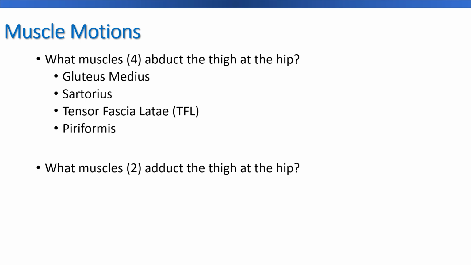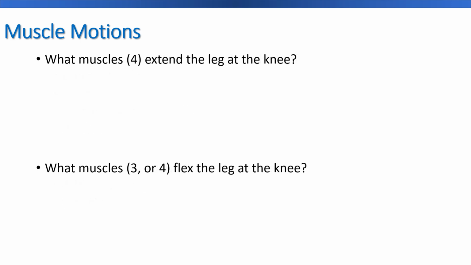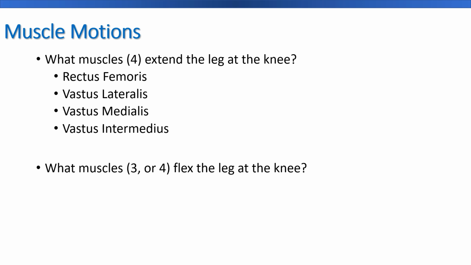All right, so what two muscles did we study that are going to bring the thigh back into adduction? And these two are going to be the adductor longus and the gracilis. What four muscles extend the leg at the knee? So what causes knee extension? Well, these four muscles are going to be the quadriceps. We got the rectus femoris and then the three vastus muscles, which are the lateralis, medialis, and the intermedius.